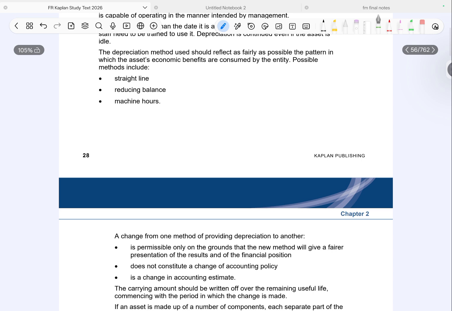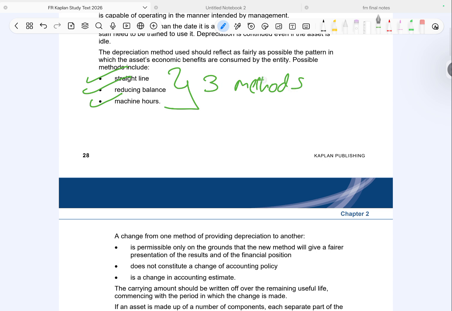The depreciation method should also reflect as fairly as possible the pattern in which the asset's economic benefits are consumed by the entity. Possible methods include the straight line, reducing balance, and machine hours. These are the three methods which we use for depreciating our assets. And there are sums based on all these three methods. Mostly these two methods are used. I rarely have seen sums which use this method, but I'm going to explain all these three methods for you.